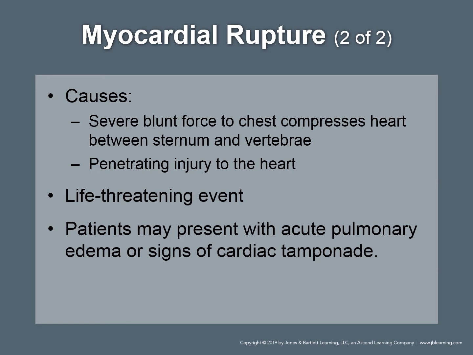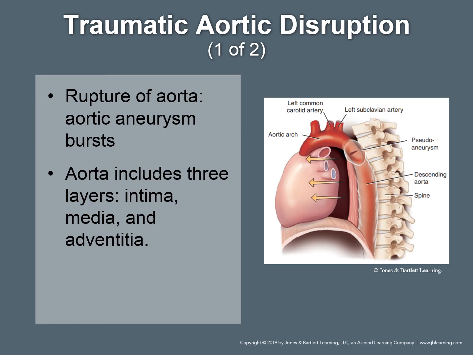Heart gets pressed between the sternum and spine is another mechanism. They'll have acute pulmonary edema. They may have a cardiac tamponade, and we're going to do supportive care and rapidly transport them to the hospital. Aortic disruption is where an aortic aneurysm bursts, like on the medical side, but it can happen from a shearing or tearing injury or severe blunt trauma. Typically, these patients don't survive if the aorta ruptures.